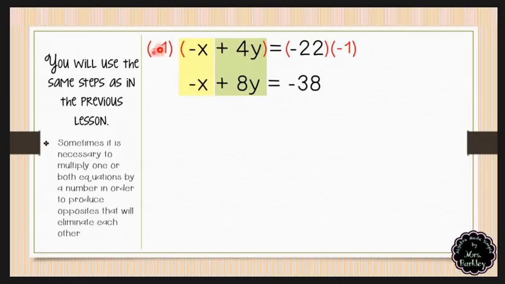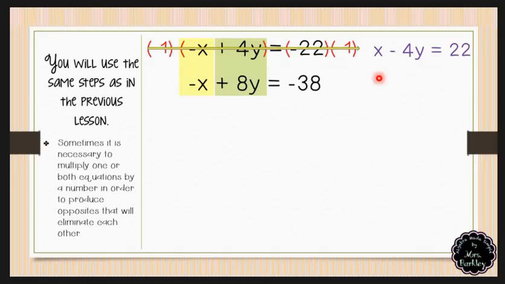So when I do that, I'm going to have negative 1 times the negative 1x, which would give me a positive 1x. A negative 1 times a positive 4y is negative 4y, and negative 22 times negative 1 is a positive 22. So I have this new equation once I've multiplied that whole equation by negative 1, which is x minus 4y equals 22. So once I've multiplied by that negative 1, I'm finished with that top equation.